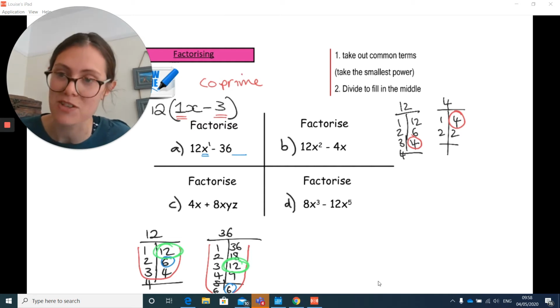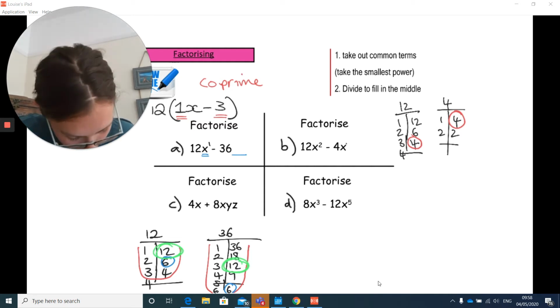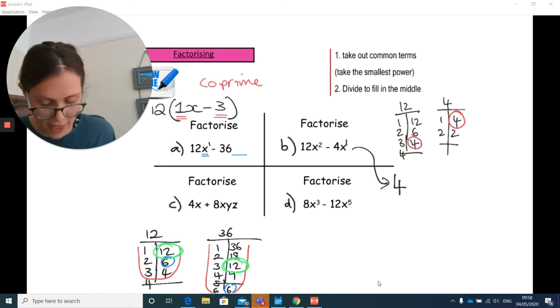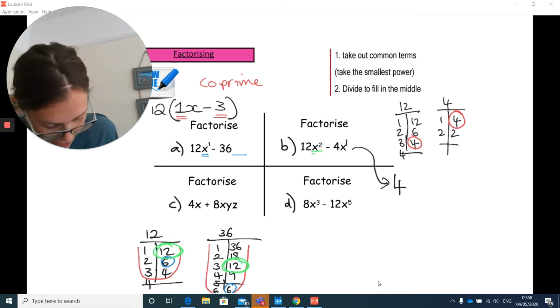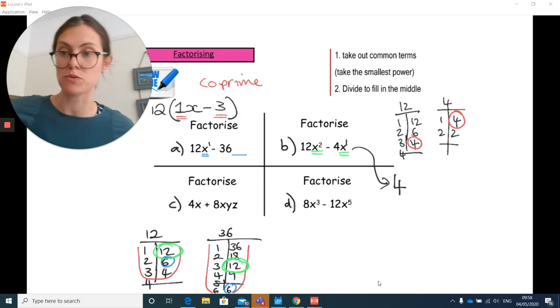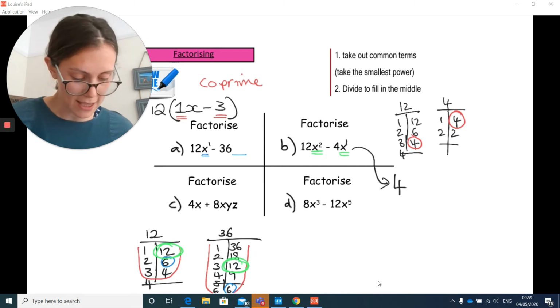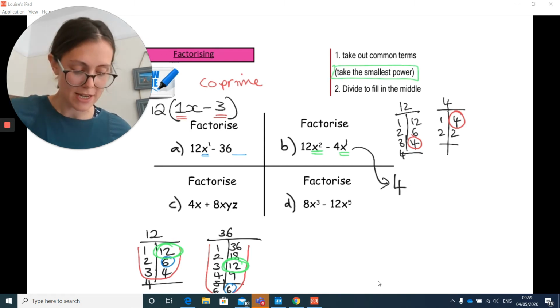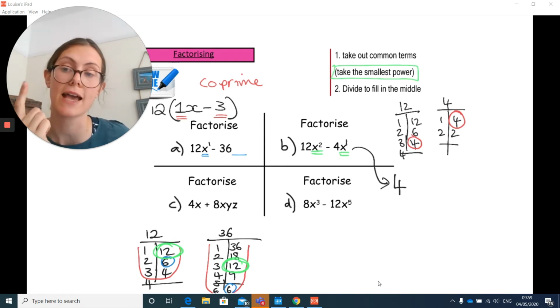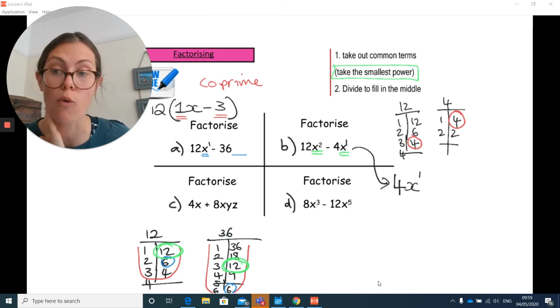Definitely 4 this time, so 4 is the highest number in both those lists, which means that when I factorize this, if I put the power of 1 here, the number that's going to come out is definitely a 4. And then I look at my x terms. So this time I've got an x squared and an x to the power of 1. So I have got an x in both terms, which means I'm definitely going to be able to factorize it out somehow. So I'm going to take the smallest power out of x squared and x to the power of 1. So I should take out an x to the power of 1.